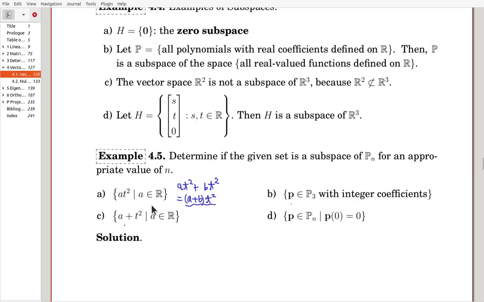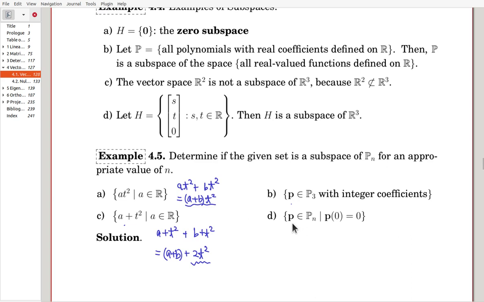Now a plus t squared. For that one, if you choose two functions from here, a plus t squared, and another one, b plus t squared, and add them, that will be a plus b, that is a scalar, plus 2t squared. However, this 2t squared is not in this form. So the set is not closed under addition, so it's not a subspace.